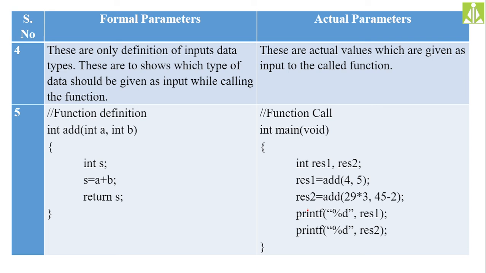So formal parameters generally hold not only the variable name but also the type, and that type indicates at the time of calling the function what type of values we need to pass. Actual parameters are the values which are given as input to the called function, at the calling function. Actual parameters we are specifying at the calling portion, and formal parameters we are receiving at the called portion. Actual parameters can be normal variables, constants, or expressions, but formal parameters must always be variables only.